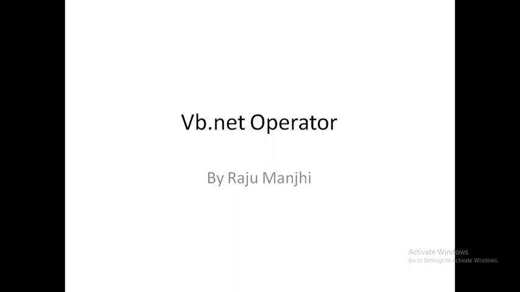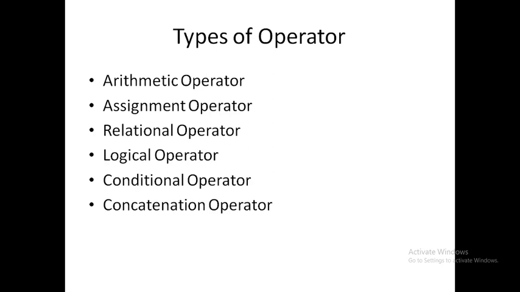In this video lecture, I will discuss VB.NET operators. An operator is a symbol which performs a particular operation. There are different types of operators used in VB.NET: arithmetic operator, assignment operator, relational operator, logical operator, conditional operator, and concatenation operator.